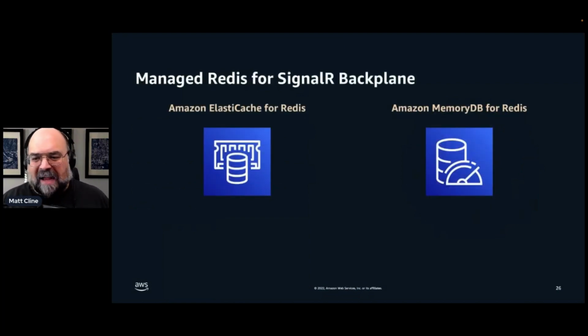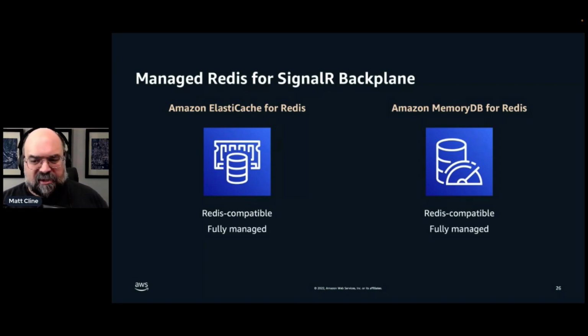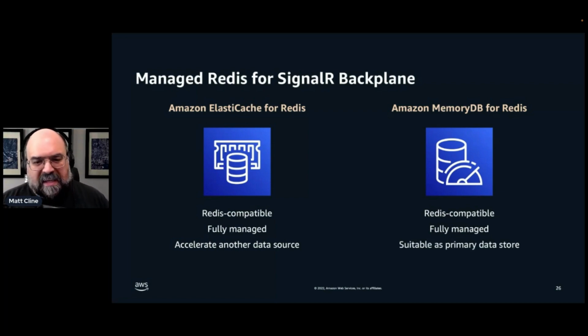Finally, for a SignalR backplane, you can run your own Redis server on EC2 or in a container if you want to, but AWS has two fully managed Redis services that will work as a SignalR backplane. They are Elasticache for Redis and MemoryDB for Redis. Both of these are Redis-compatible data stores that are fully managed by AWS. So how are they different? Well, Elasticache is designed to accelerate another persistent data store, and MemoryDB is designed to be a primary data store. So Elasticache is typically more economical to run, and MemoryDB has high durability.